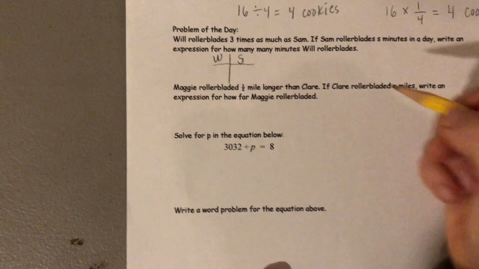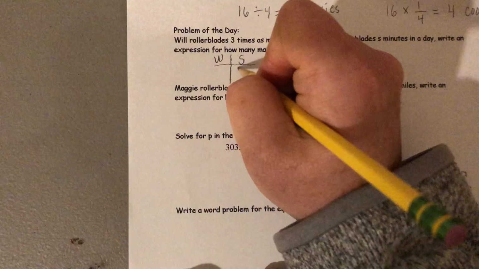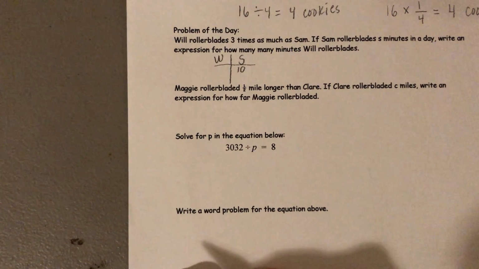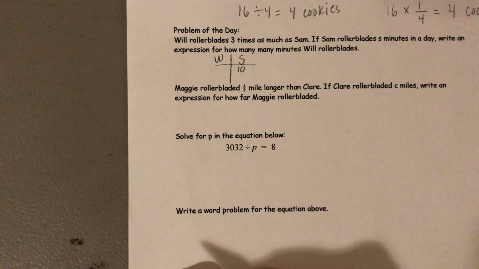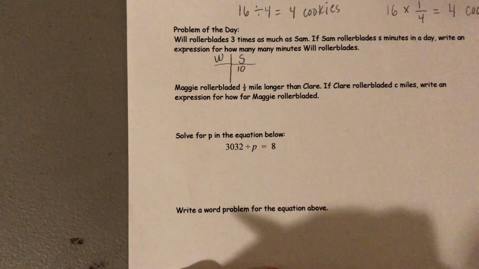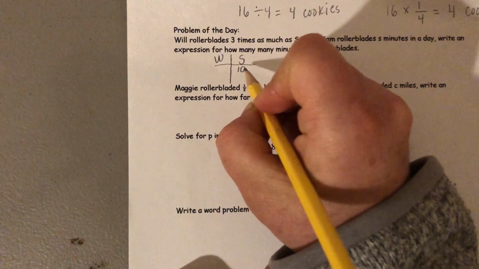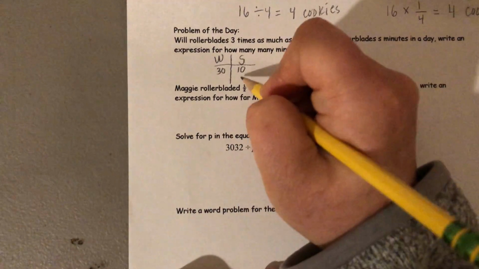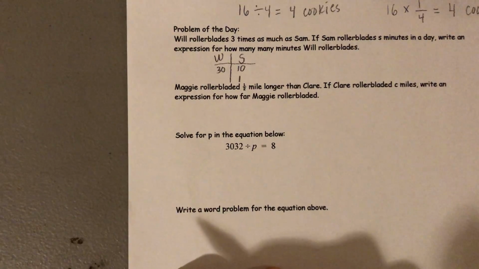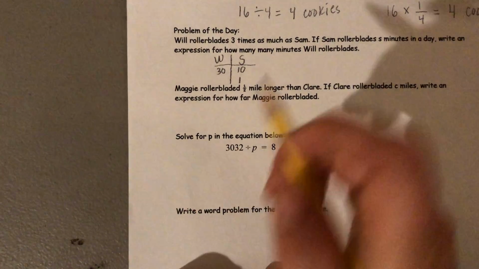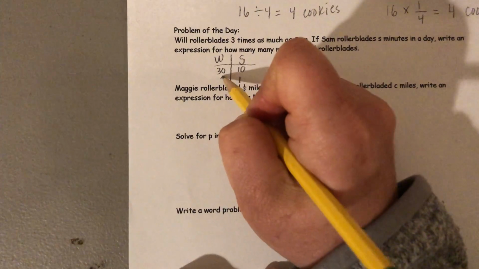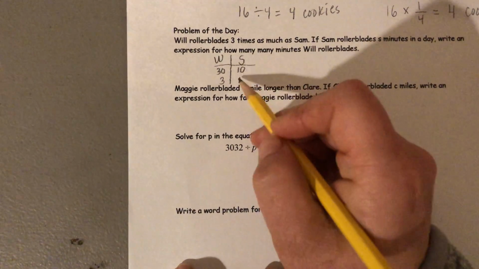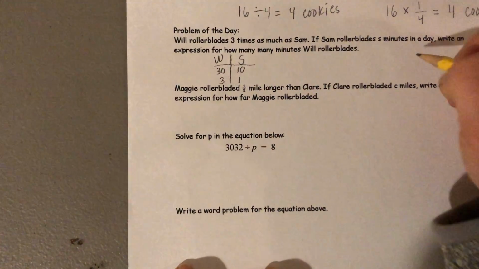Okay, if Sam rollerblades, say, 10 minutes a day, how many minutes does Will rollerblade if it's 3 times as many? So it would be 3 times 10, or 30. Let's say Sam rollerblades 1 minute a day. How many minutes does Will rollerblade? 3 times 1, or 3. Now let's say Sam rollerblades S minutes.